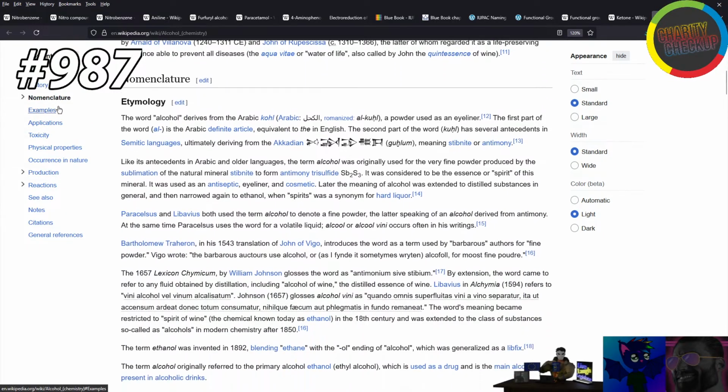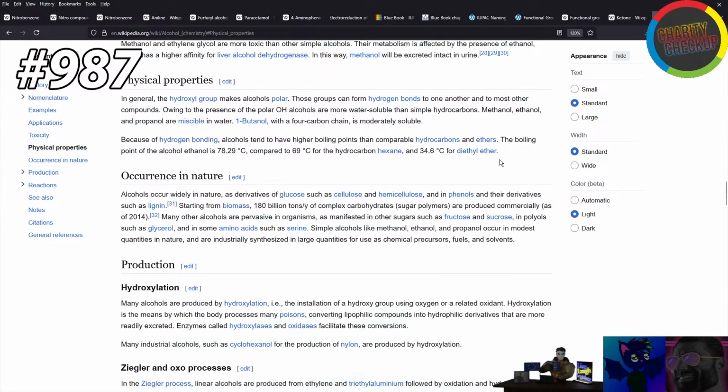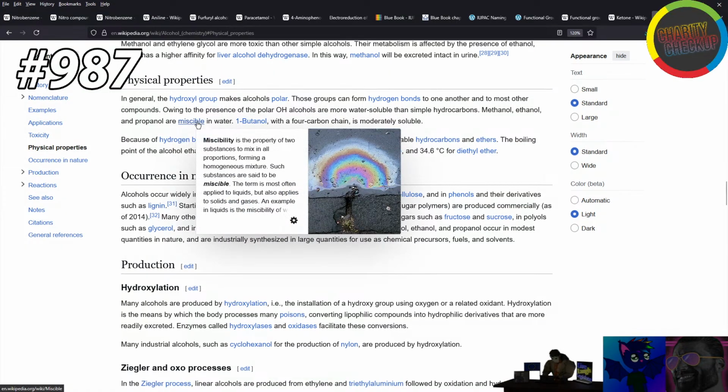We don't care about the history. That's boring. Care more about physical properties. Hydroxy groups make alcohols polar. Those groups can form hydrogen bonds to one another and to most other compounds, and the polar bonds make them more water soluble than simple hydrocarbons. Methanol, ethanol, and propanol are. Oh, what even is that word? Why did you have to separate the X into S and C?